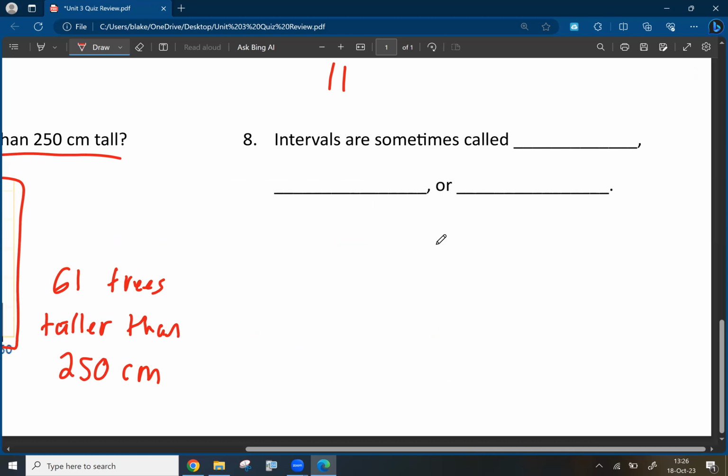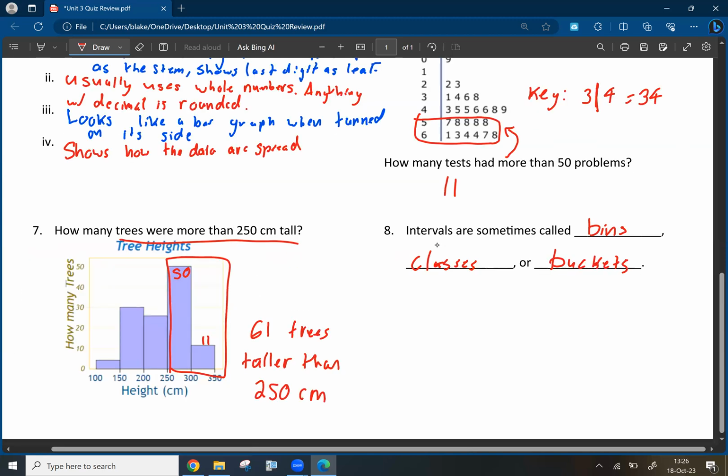And then number 8, intervals are sometimes called, I believe it's bins, classes, and buckets, but I want to make sure I have that right. So bins, classes, or buckets. All right. Other than that, that's pretty much it.